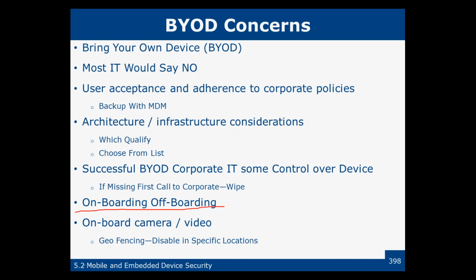Cost effectiveness. Convenience. They say employee satisfaction. Convenience could be cost effectiveness because you don't have to buy the devices, but you're still going to have to protect the network. And because you don't actually technically have to buy the devices, it's up to the individual to maintain their own phone.